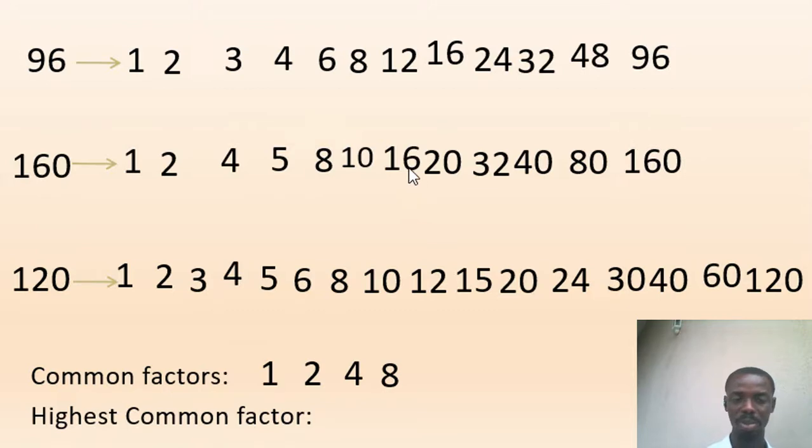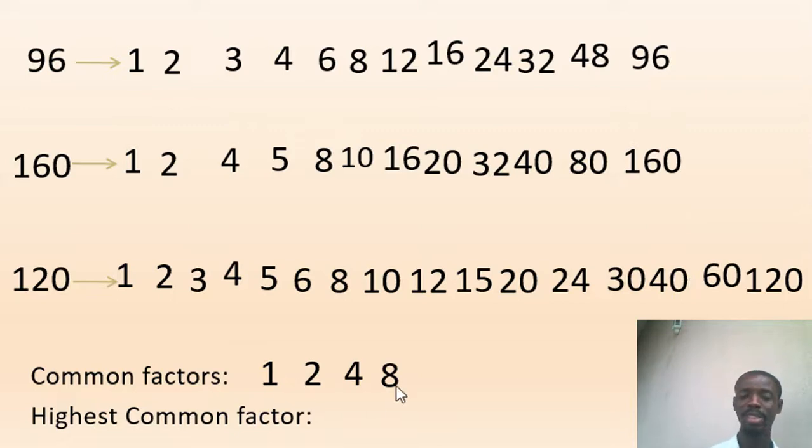So 16 here, and no 16 is appearing here. I'm having a 24. 24 is appearing here. I'm having a 32 here, but I'm not having any 32 here. This is 48, no 48 here, no 48 here. This is 96, no 96 here, no 96 here.